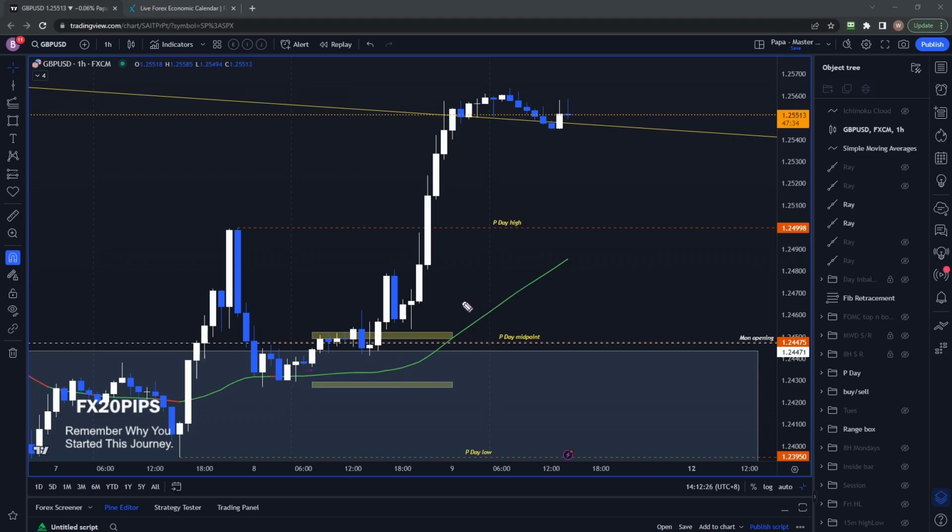Now in order to avoid being stopped out, this is one of the possible stop losses, isn't it? Because if price wants to go down, it will have to break this lower low to go lower. So this is one option for your stop loss. The other option for your stop loss is the 50 SMA. The other option is the low of the day. The other option is the low of this sell zone.